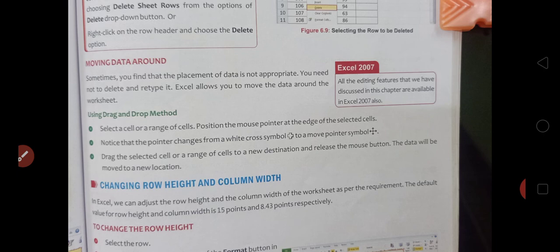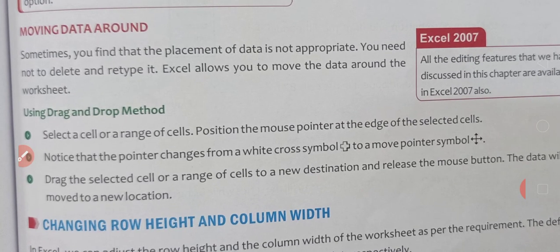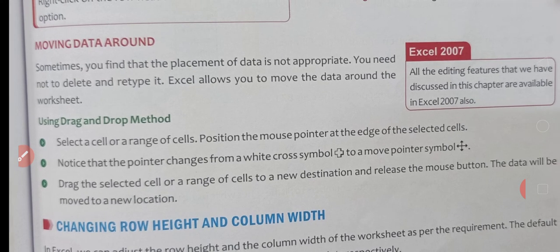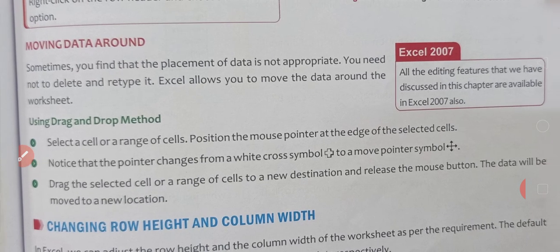Now children, we come to moving data around. For this we'll come to the point of what moving data around means. Sometimes you find that the placement of data is not appropriate. You need not delete and retype it. Excel allows you to move data around the worksheet. Many times children, a column which you have placed at position number 2, you want it to be placed at the 3rd position or at the 4th position. You can move this data from one place to another using the drag and drop method.